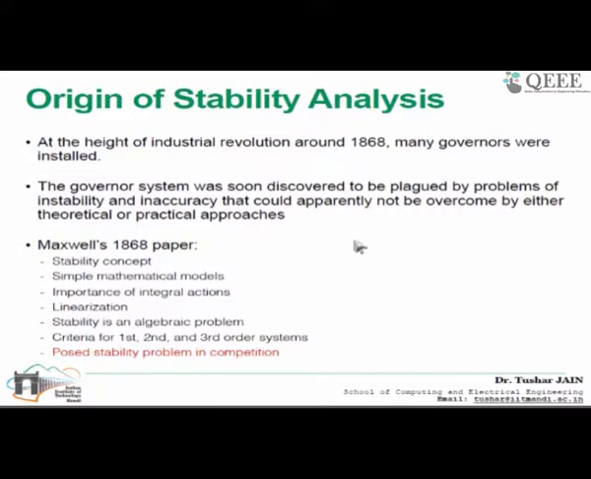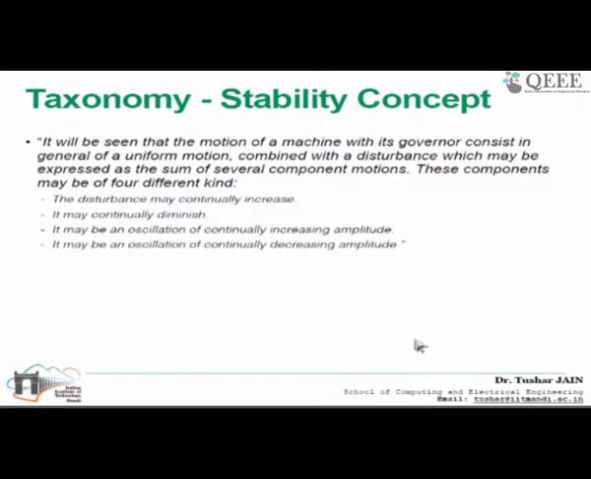Subsequently, he also posed the stability problem in competition. He solved the stability problem up to third order systems. Then he also posed how the stability problem can be solved for the nth order system. We'll come to all these issues one by one. So what he says, pay close attention to the statement. This was the exact statement copied from his 1868 paper.